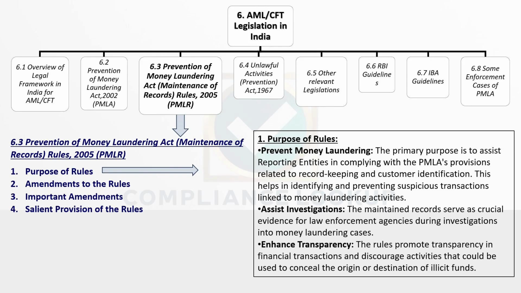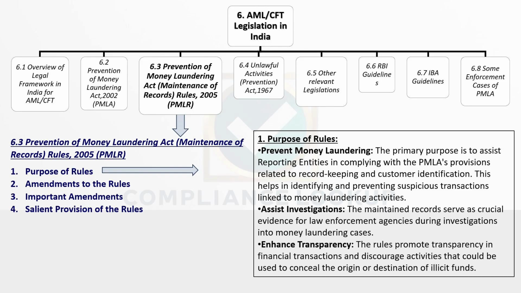Example: imagine a businessman who earns illegal money from smuggling goods. He tries to deposit this money into a bank account. The PMLR requires the bank to verify his identity, monitor the transactions, and report any suspicious behavior to the Financial Intelligence Unit. This helps authorities track the flow of illegal funds and prevent further laundering.